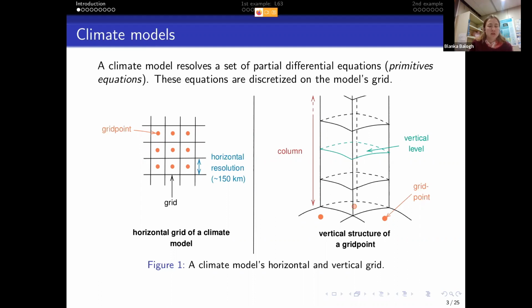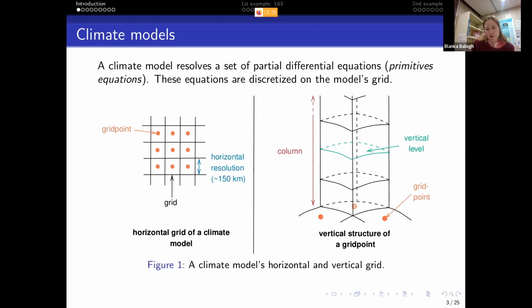There is a set of grid points that define the domain of a climate model. In our case, the domain is the globe itself, and the horizontal resolution of a climate model is the distance between two neighboring points, which is in current classical or standard climate models about 100 or 150 kilometers.